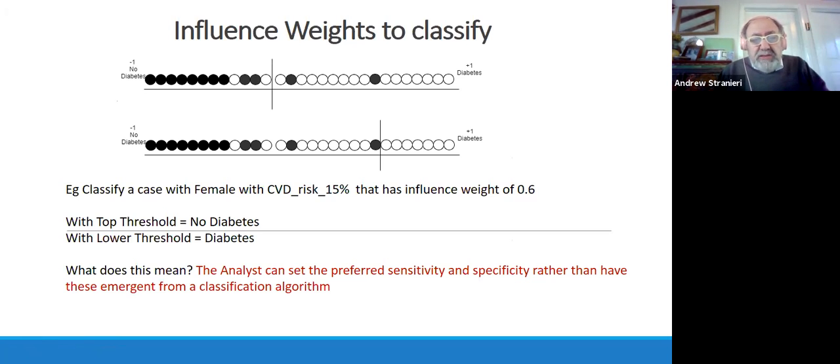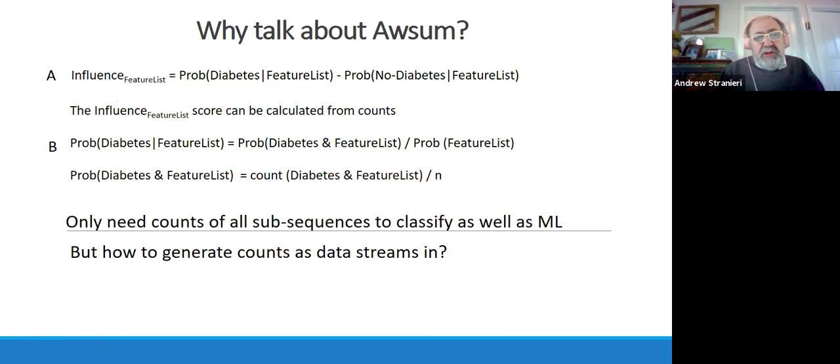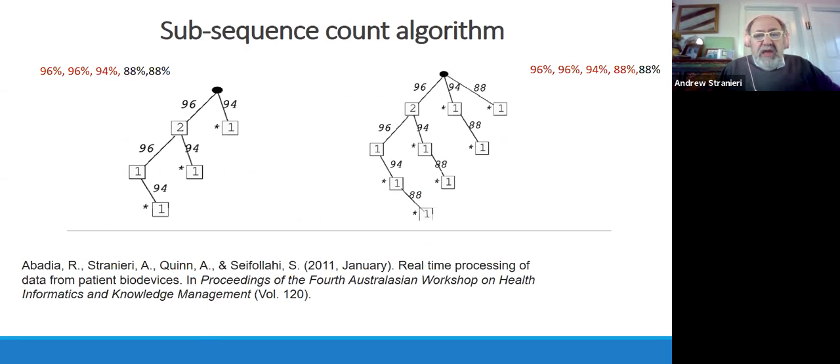You can set the threshold for sensitivity and specificity that you prefer. But most importantly, you can calculate these conditional probabilities as data comes in, one at a time. All you need to work out these conditional probabilities is the counts. So it makes it perfect for stream mining. You need to collect the count of all of the subsequences as the data arrives, and we developed an algorithm for doing that in real time.